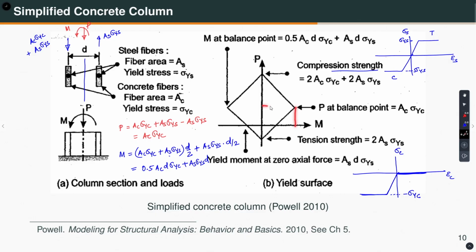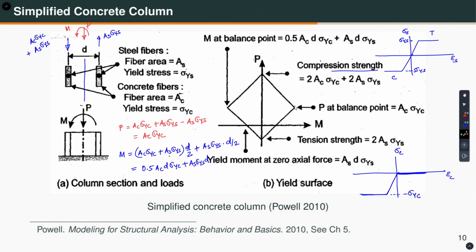So, we know this value, we know that value. So, we have established this, this and this point, and because we are talking about a single fiber, the variation is linear. Okay. If you have multiple fibers, okay, then you will get the actual curve, which is something like that. Okay. And we call that point the balance point, right.